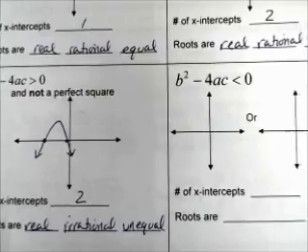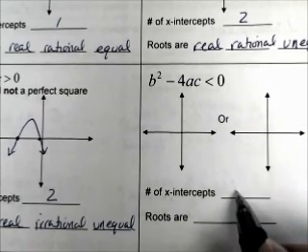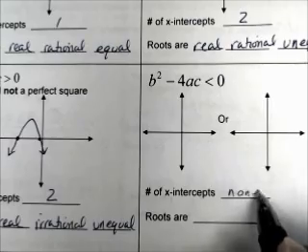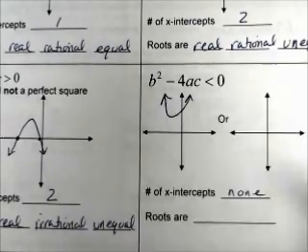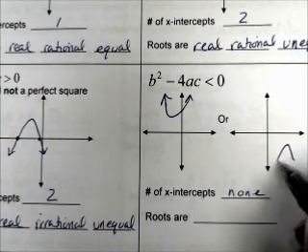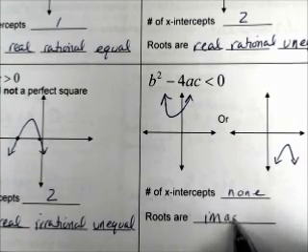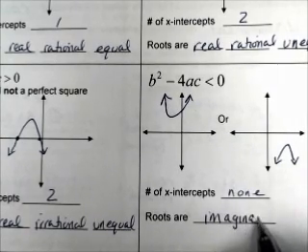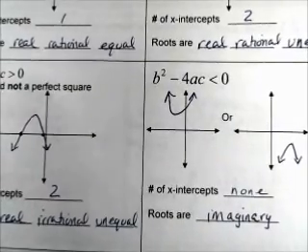And if your discriminant value is less than 0, meaning a negative value, the number of x-intercepts would be none, or 0. So we have a parabola that does not intersect the x-axis at all. Your roots are imaginary. You have to remember these 4 different types.